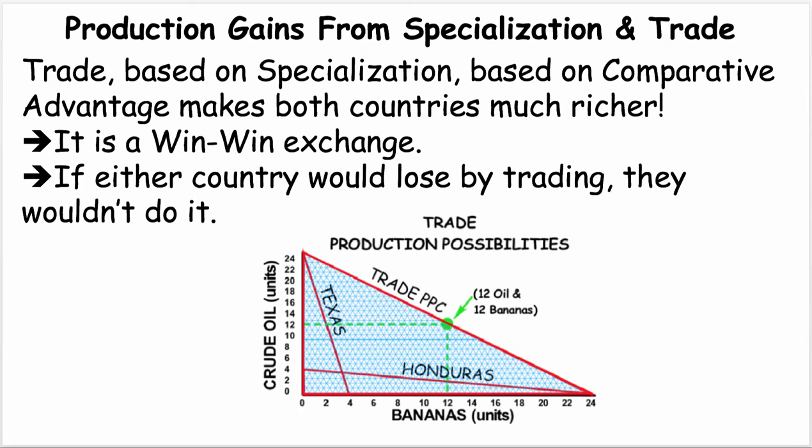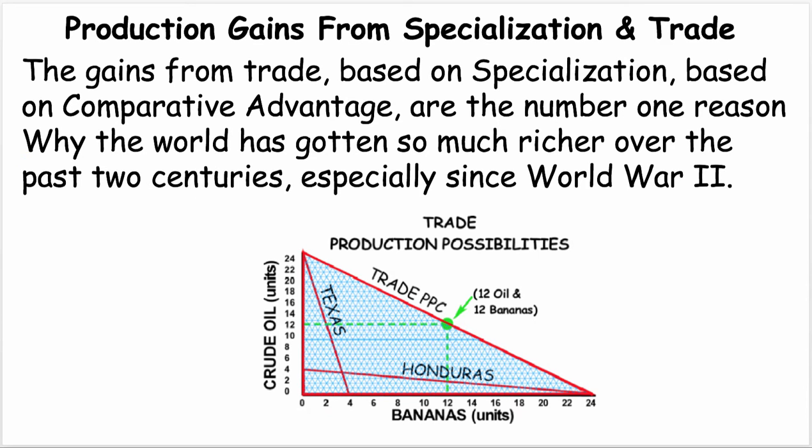Trade based on specialization, based on comparative advantage, makes both countries much richer. It's a win-win exchange. Part of the reason it's win-win is because if either country would lose by trading, they just wouldn't trade. The gains from trade based on specialization, based on comparative advantage, are the number one reason why the world has gotten so much richer over the past 2 centuries, especially since World War II.